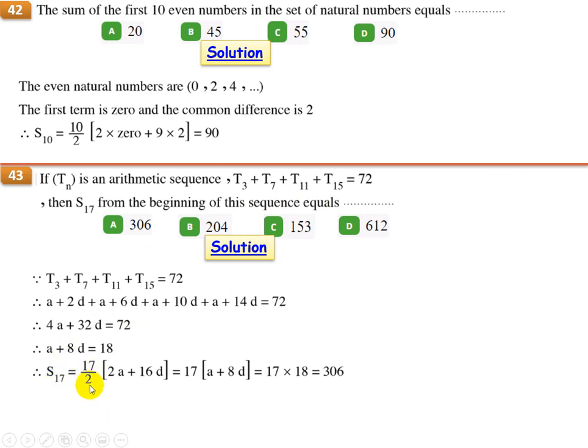S17 equals 17 over 2 times (2A plus 16D). Taking 2 as a common factor and canceling with the 2 in the denominator, we get 17 times (A plus 8D), which means 17 times 18 equals 306.